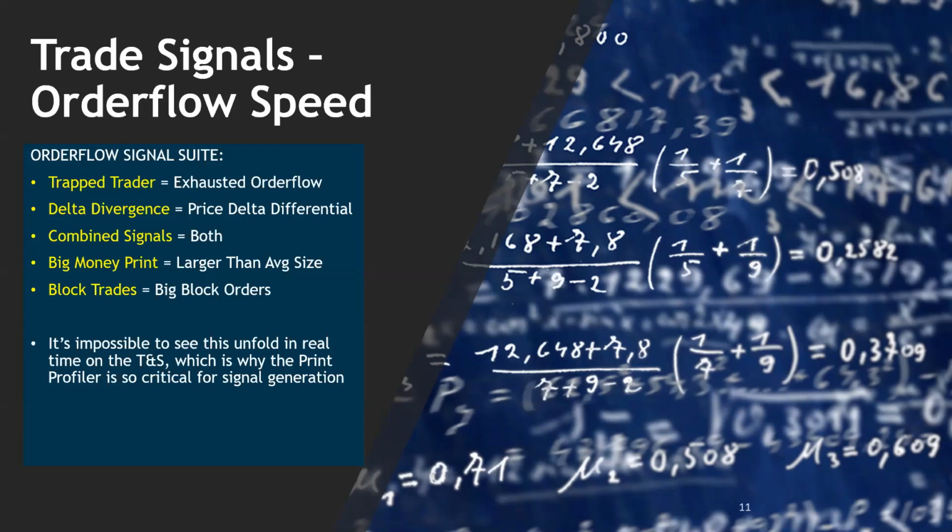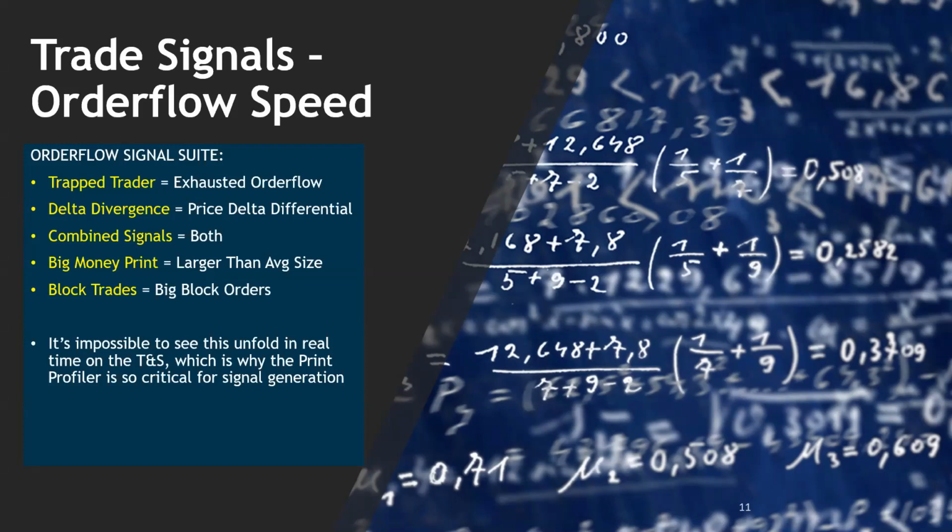But the 3 primaries are trap traders, delta divergence, and then a combined signal. The other 2, called big money print and block trades, are a statistical algorithm that we just recently built over the last 2 months. What it's doing is running a statistical comparison in the block and in the actual bid-ask relationship to identify absorption, to identify when the market is being absorbed in the liquidity and big money stepping in. Because it's not about aggression.